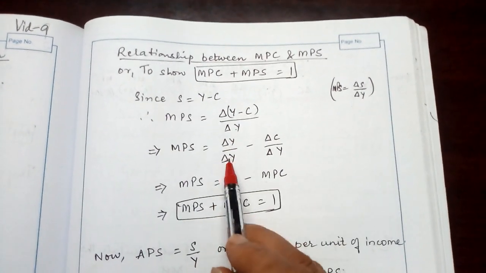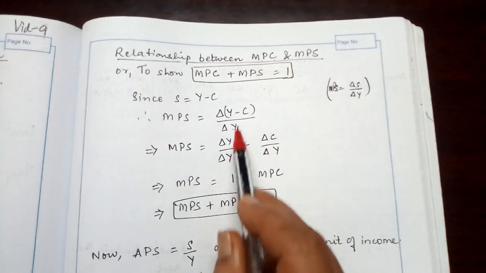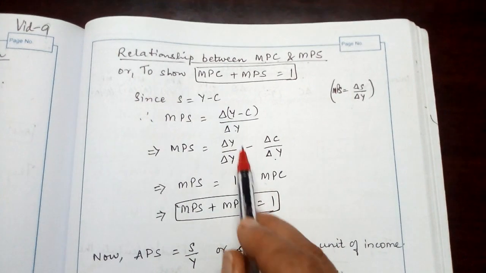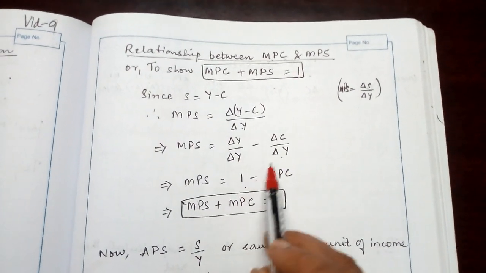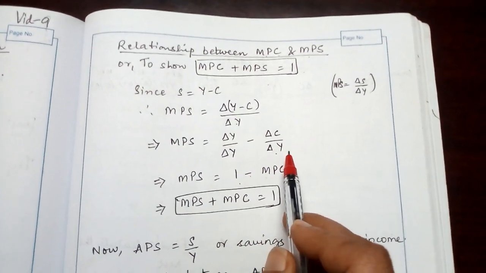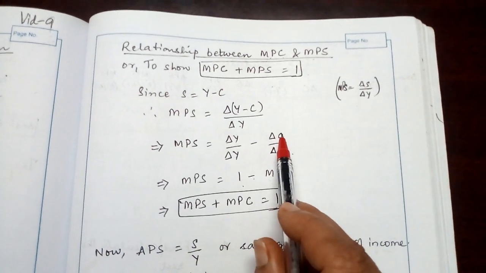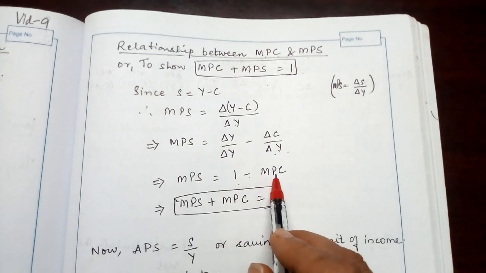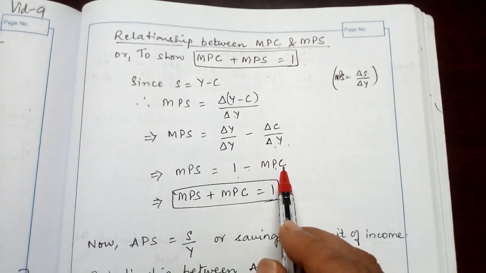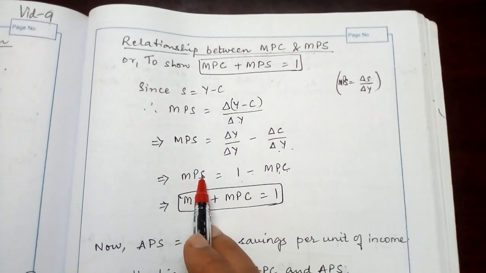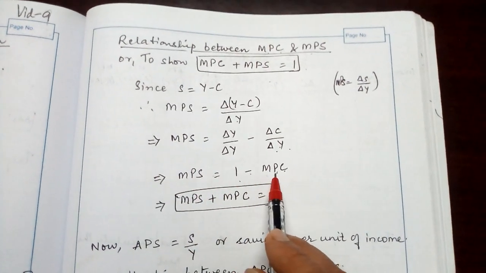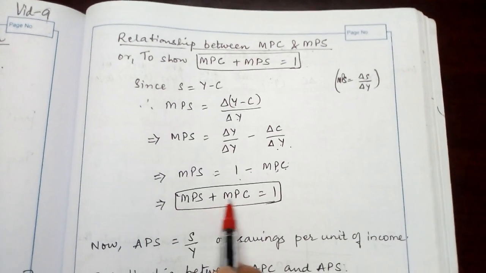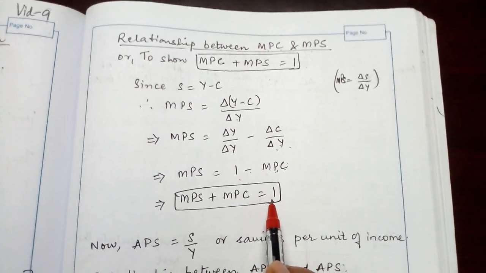Now, separating them, we get delta Y by delta Y minus delta C by delta Y. This becomes 1 minus, what is delta C by delta Y? From the consumption function, we learnt that delta C by delta Y is nothing but marginal propensity to consume. Hence, MPS is equal to 1 minus MPC. Rearranging, we get MPS plus MPC is equal to 1.